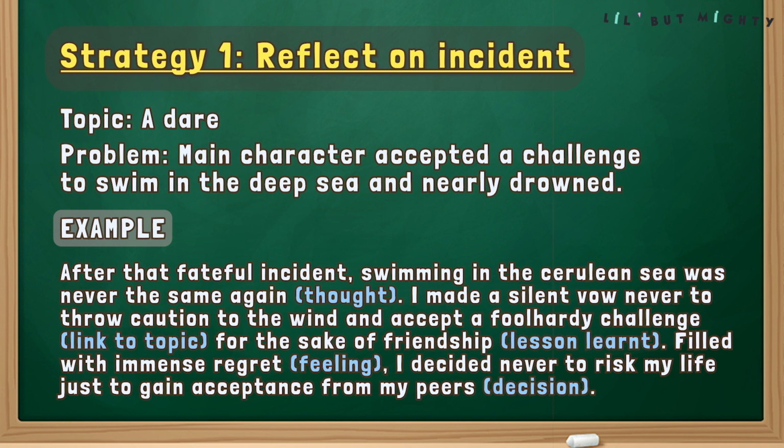After that fateful incident, swimming in the Cerulean Sea was never the same again. I made a silent vow never to throw caution to the wind and accept a foolhardy challenge for the sake of friendship. Filled with immense regret, I decided never to risk my life just to gain acceptance from my peers.